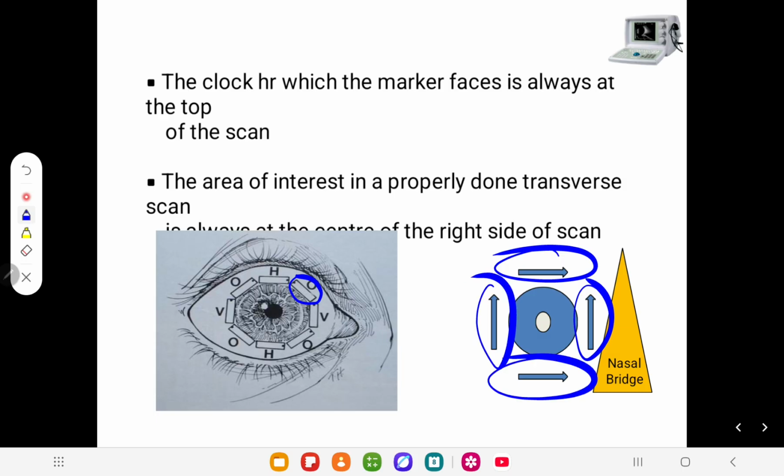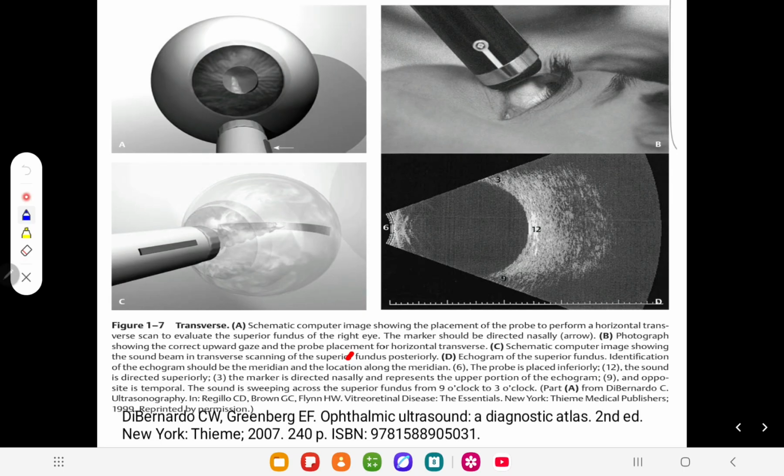The clock hour which the marker faces is always at the top of the screen. It's very important. The marker means the top of the screen. The area of interest in a transverse scan is always in the center of the right side of the scan. Okay, this is the main important point. The eye is looking upward and the probe is parallel to the limbus, isn't it?